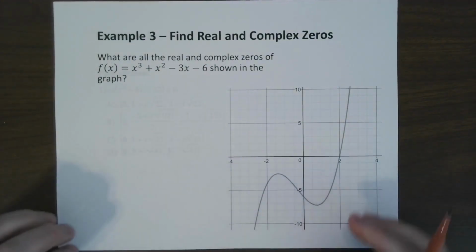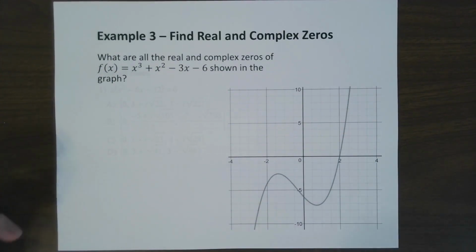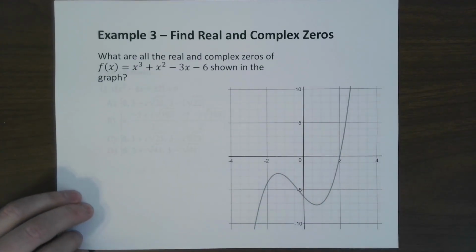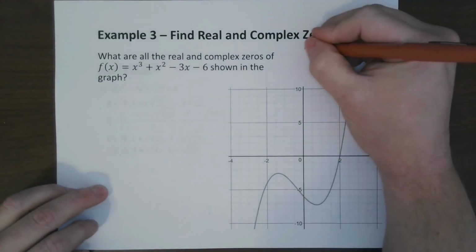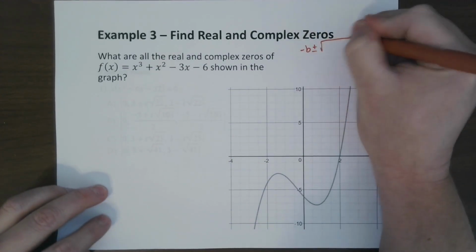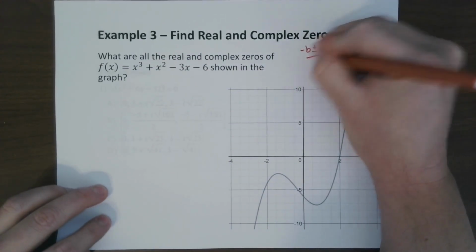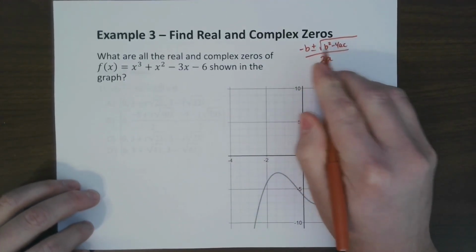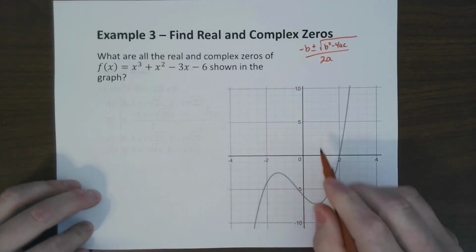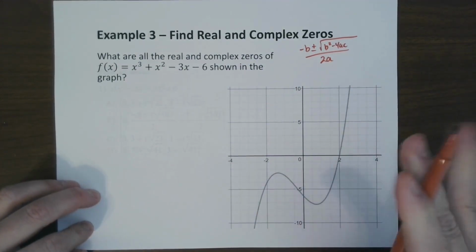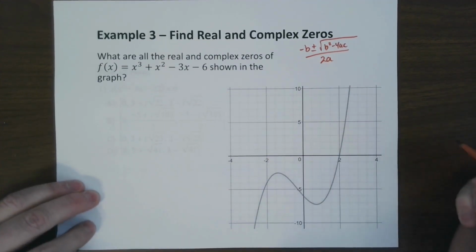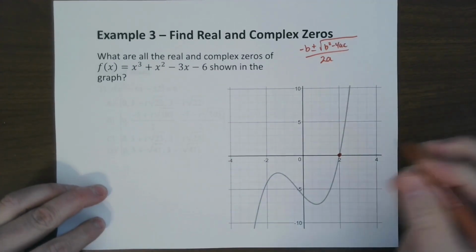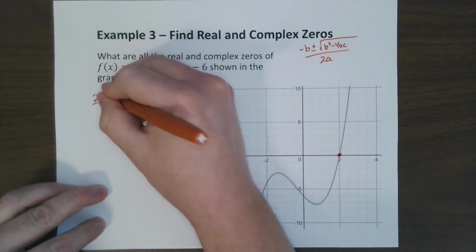Okay, to find real and complex zeros or roots, whatever you want to call them, we have to use a lot of synthetic division, the quadratic formula, everything. If you don't remember the quadratic formula, it's negative b plus or minus the square root of b squared minus 4ac, all over 2a. But in order to use that, we need to get down to 3 numbers. So we're going to use the graph to help cheat a little bit. We do have a root shown right here at 2, so we're going to do synthetic division with a 2.